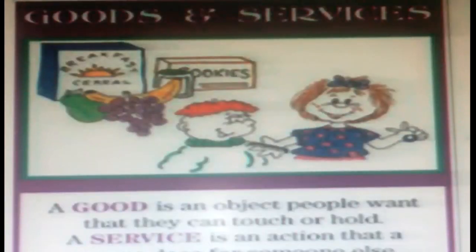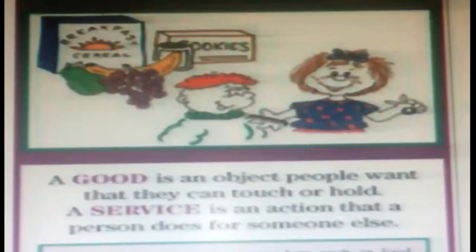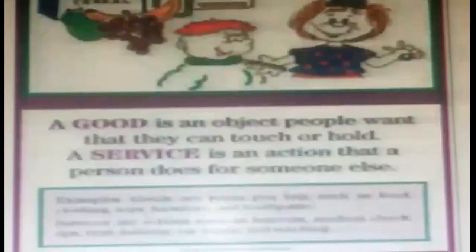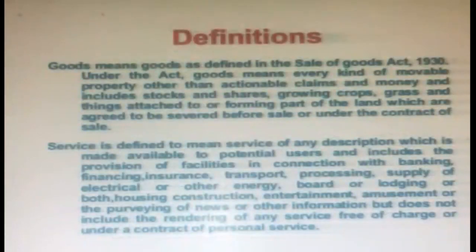After goods, there are goods and services. Goods means an object that people can touch or hold. A service is an action. For example, doctors, lawyers and chartered accountants come under services. That is the slight difference here. So you understood the meaning of goods and services. The definitions are available in the Sale of Goods Act, which you will study later in higher classes.